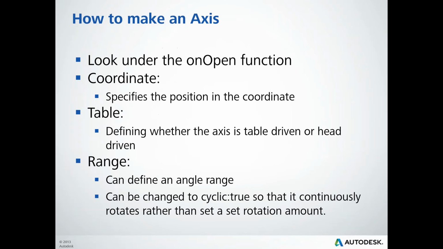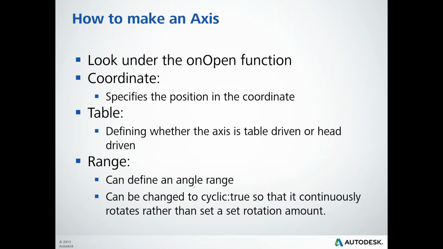So how to make an axis. If you look under the onOpen function, it's literally right underneath it. You'll see an if statement, typically set to false right off the bat, unless it's already a multi-axis post. Then you'll see a setup that'll have coordinates, and we'll look at all this once we get done with this. But the three main ones that we'll look at are coordinate, table, and the range.